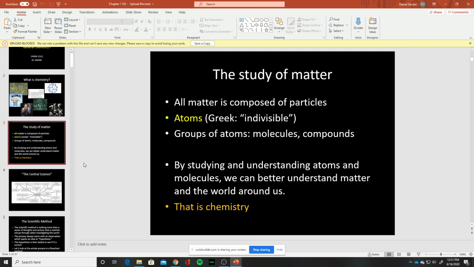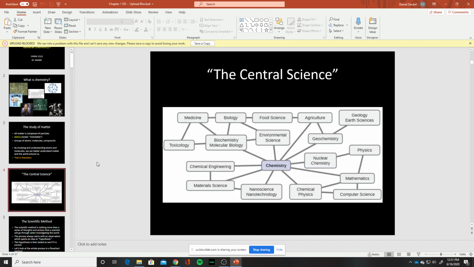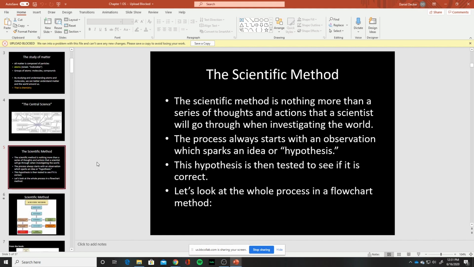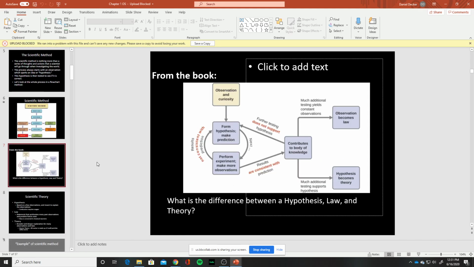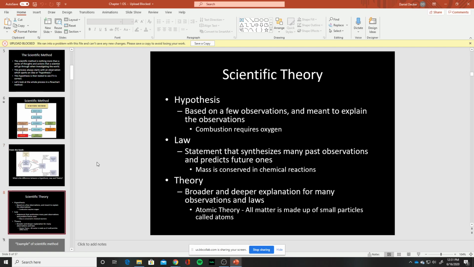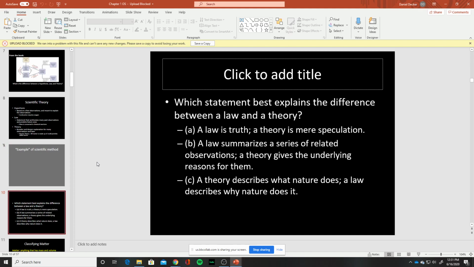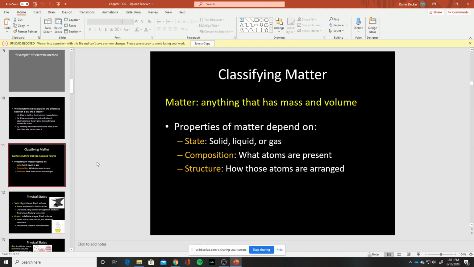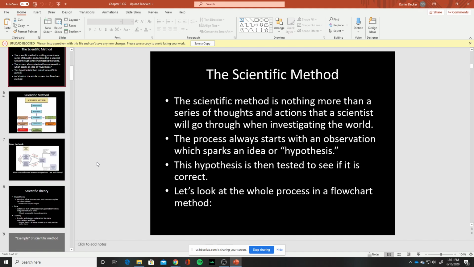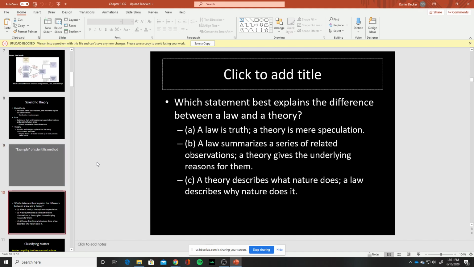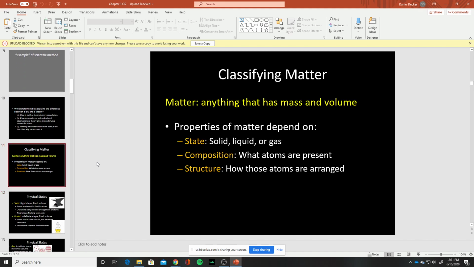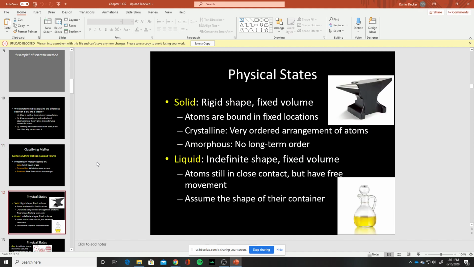So here at the beginning, it's just kind of introducing you to chemistry stuff and the scientific method. I am not going to test you over the scientific method or that initial stuff about the just introduction to chemistry things. So don't worry about those. As far as classifying matter, you do need to know how to do that.